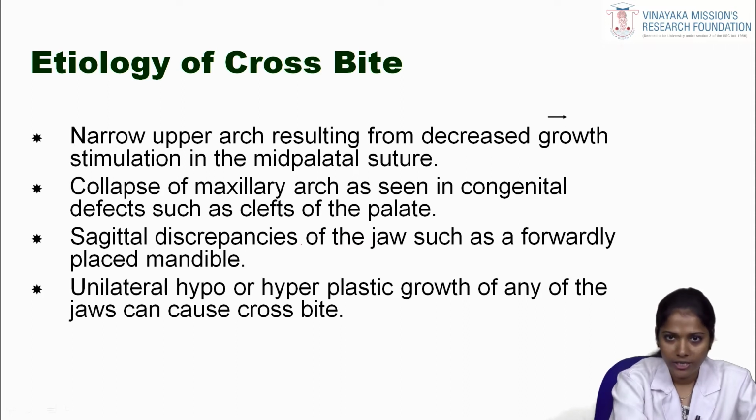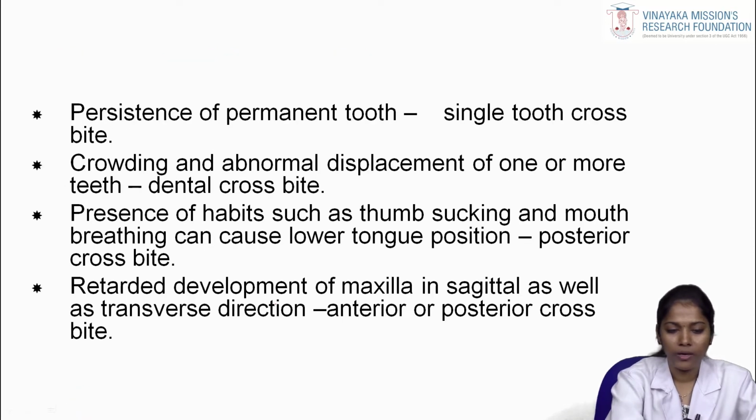Then comes sagittal discrepancy such as a forwardly placed mandible or deficient maxilla or a combination of both, or unilateral hypo or hyperplastic growth of any of the jaws. It could be hyperplastic growth of the maxilla, hyperplastic growth of the mandible, or again the combination of both. Then the persistence of a permanent tooth, that is single tooth crossbite. Here, if you see the overly retained deciduous tooth, that leads to this single tooth crossbite.